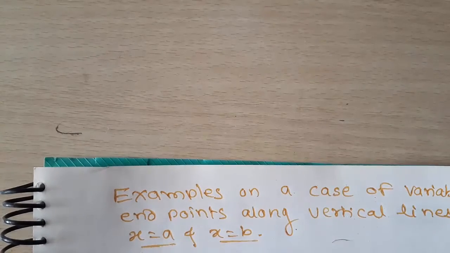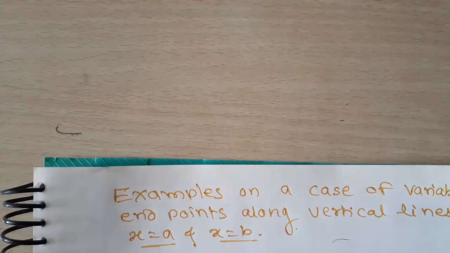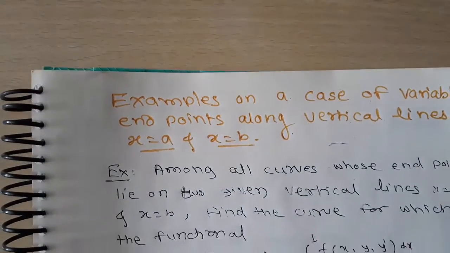In this video, we shall solve some examples of a functional to be maximum or extremum in the case of variable endpoints along vertical lines x equal to a and x equal to b.